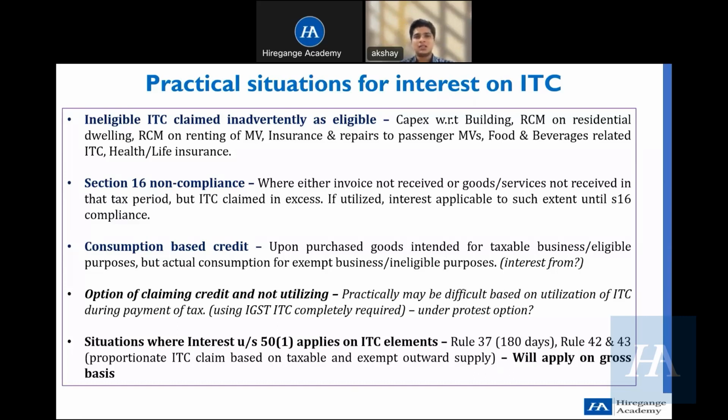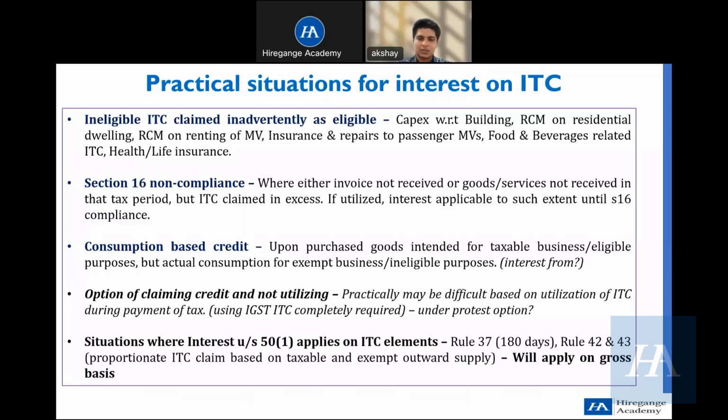These arise in certain situations where you claim the credit when you are not clear about the eligibility of the credit. One of the common examples is the Safari Retreats case, where in relation to capex, in relation to immovable property, the credit was also allowed when it is used directly for taxable outward supplies. So in this situation, the option which can be there is claiming the credit and reversing it under protest, and writing a letter to your jurisdictional officer intimating him of the course of action taken.